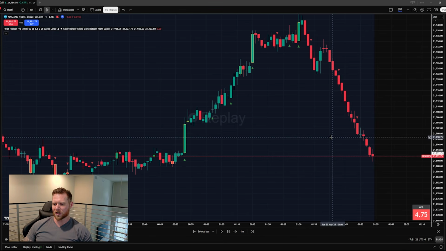Pivot Hunter works on GC, not just MGC, right? GC and MGC are the same thing. They're just different sizes. Your market structure will look slightly different, but relatively they're very close and very similar. Same thing as NQ and MNQ. I use MNQ depending on my drawdown.